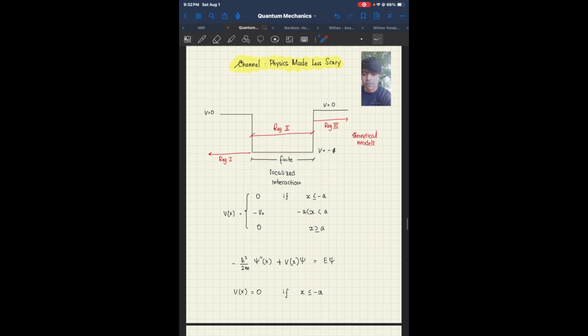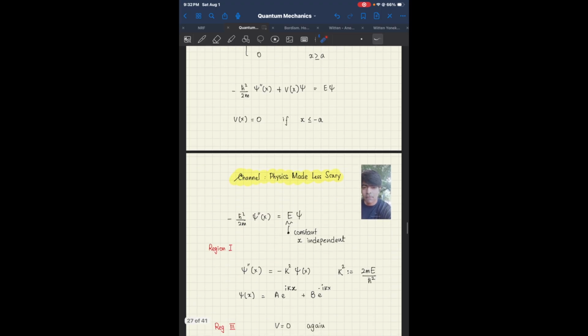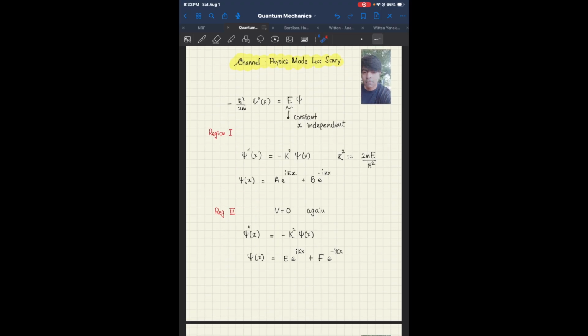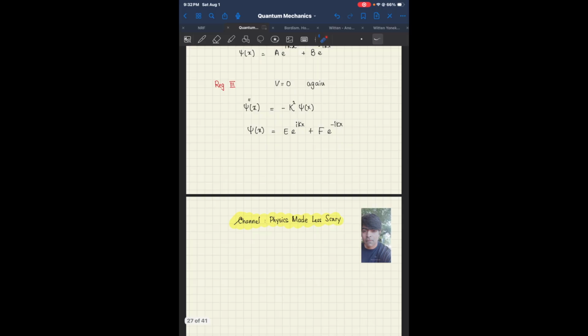So for the experimentalists, this V would be what they want to figure out, and what they would have access to are the waves in this region and in this region. That's what we wrote. We have a wave in the incident region and some waves in the transmitted region. So let's focus on these two. These are the things that the experimentalists would have access to.